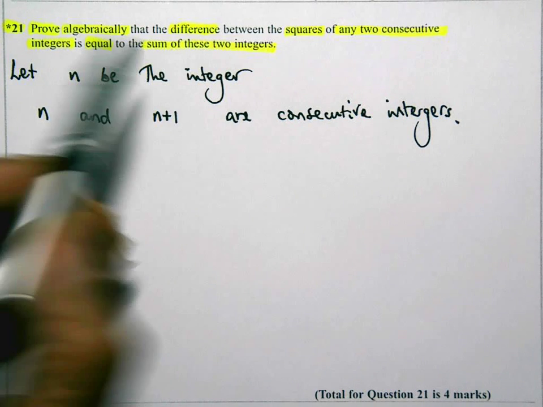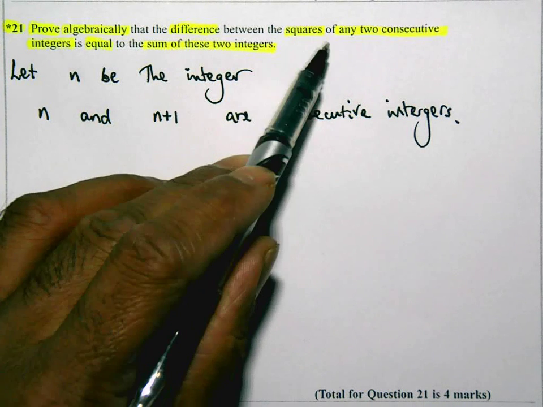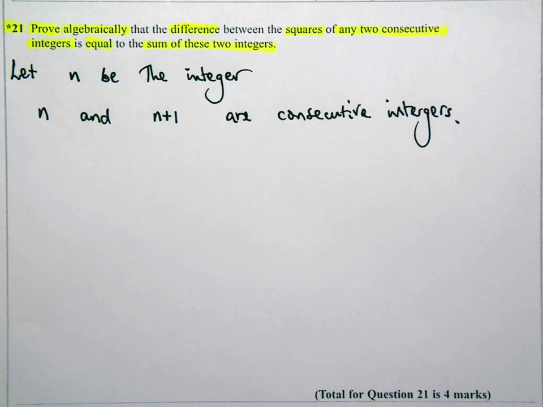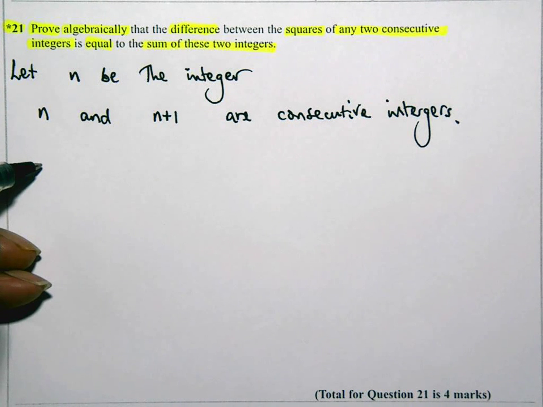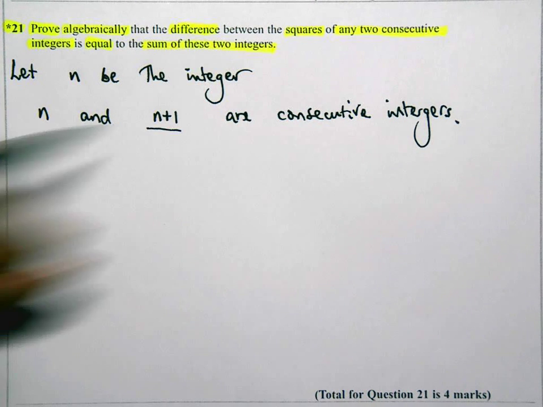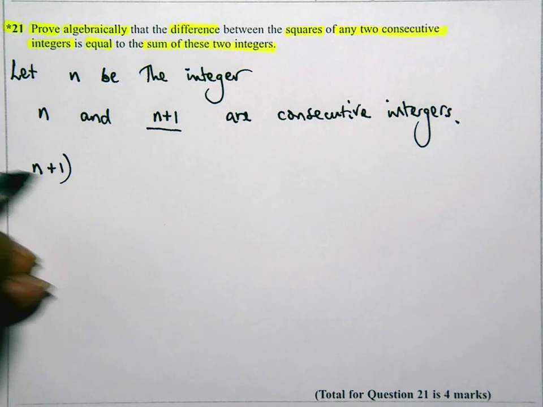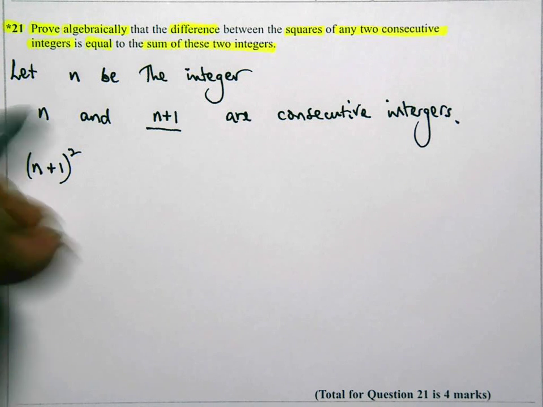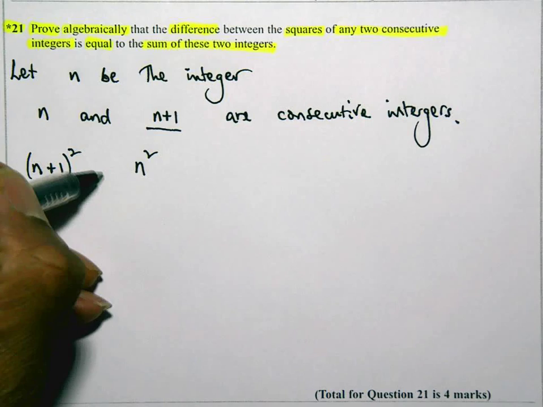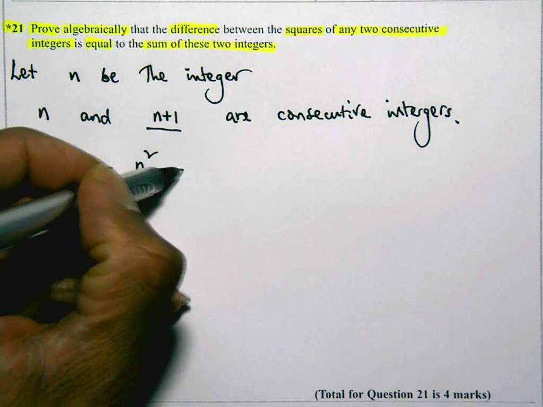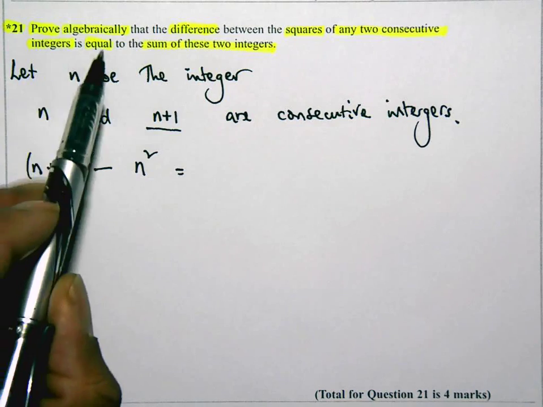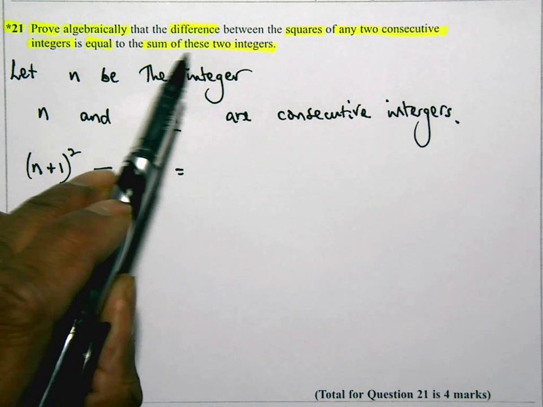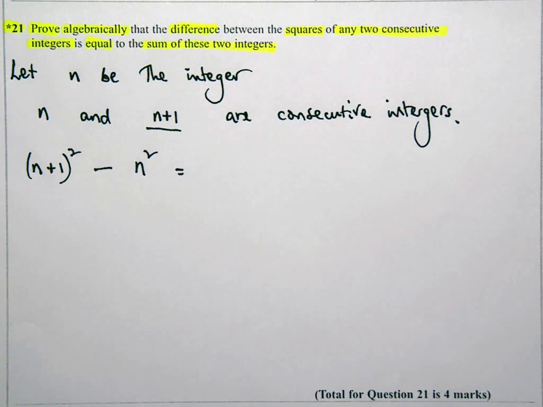And this question says the difference between the squares of any two consecutive integers. Well, the difference, that means I'm taking away. And so if I square n plus 1, that's going to be the bigger of the two. If I square it and I square n, the difference between them, I need to work that out. I need to show that the difference between them is equal to the sum of the two integers. So it's equal to what you get when you add the two numbers. So this is the difference of the two consecutive integers. Now n plus 1 all squared.